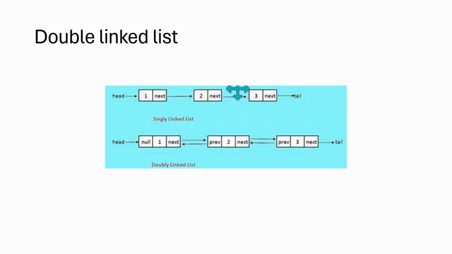One thing to keep in mind for the singly linked list is that the element three right here is going to point to null. But for illustration purposes, just think of it as a tail.